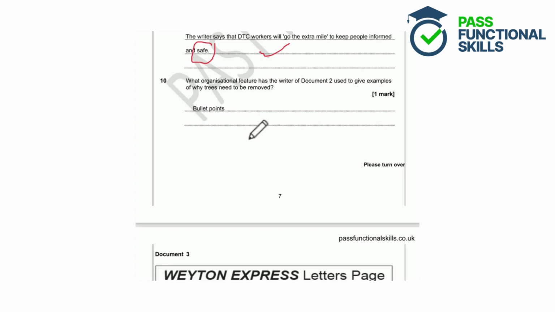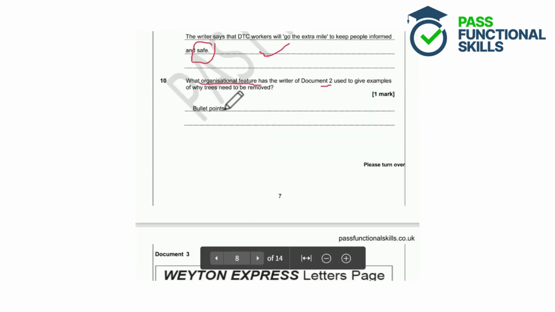Question 10. What organisational feature has the writer of document 2 used to give examples of why trees need to be removed? Remember, an organisational feature is just something that organises the text. For example, bullet points, subheadings, headings, images, captions, anything like that. Something that breaks up the text for the reader and makes it easier to access. So we're looking for the organisational feature that the writer of document 2 has used in order to give examples of why trees need to be removed.